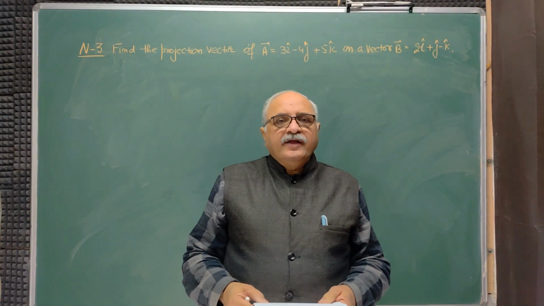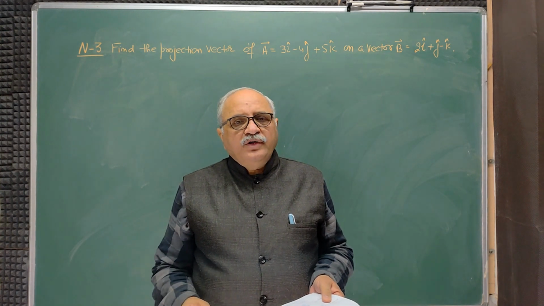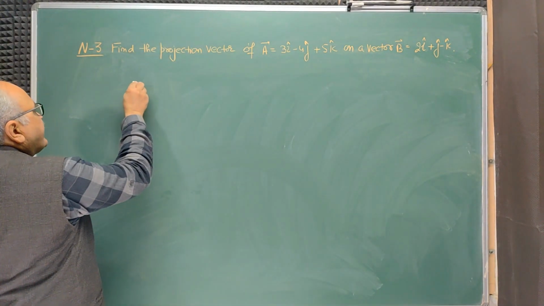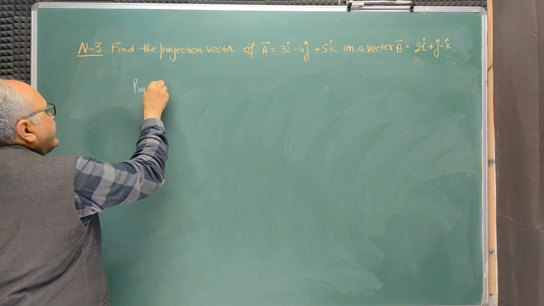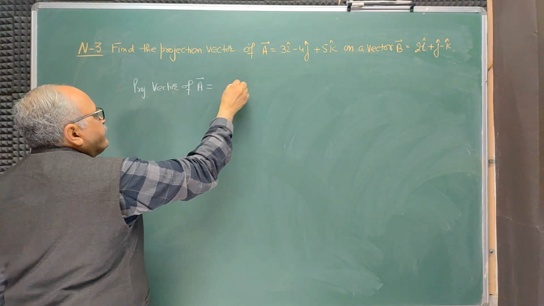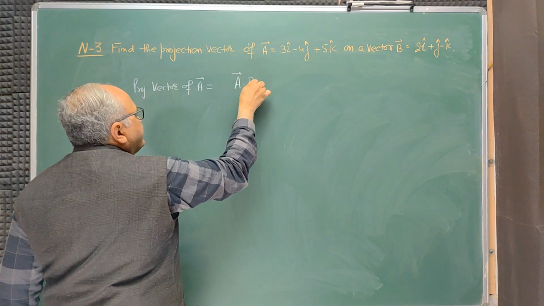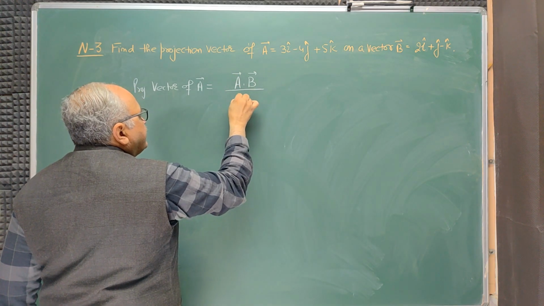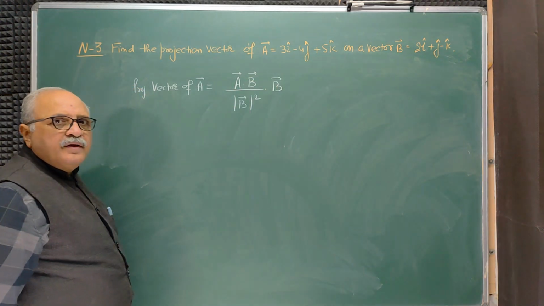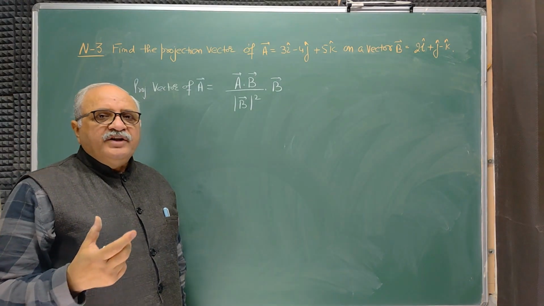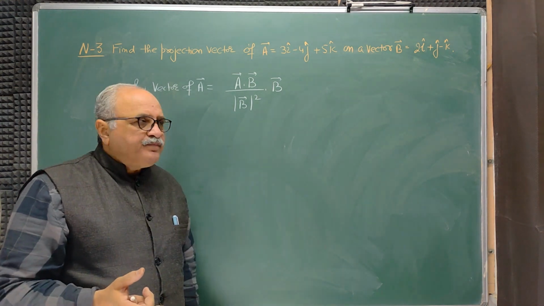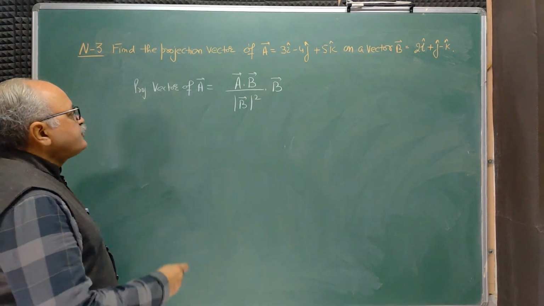Now let's take the third numerical. In this numerical, we have to find out the projection of the vector A on vector B. To find out the projection vector of A, we use the formula A vector dot B vector divided by the magnitude square of the B vector, multiplied by B vector. We know that when we take a dot product, it is basically the product of the magnitude of one vector and the projection of the other vector on it. So we are using the same concept to find out this projection.